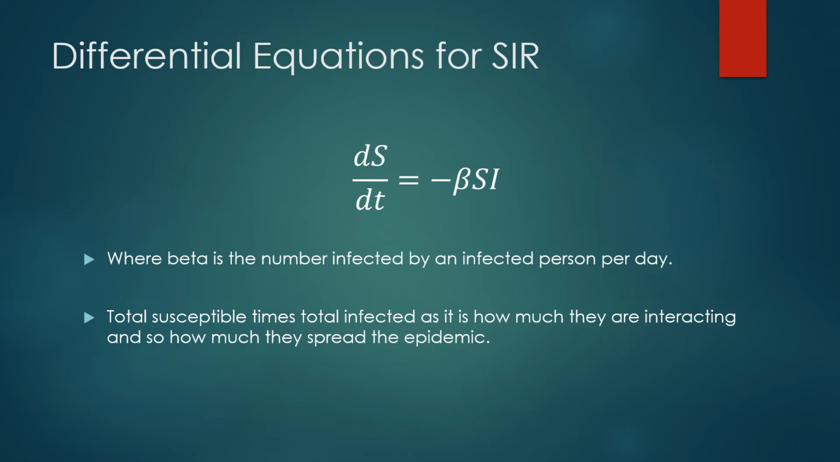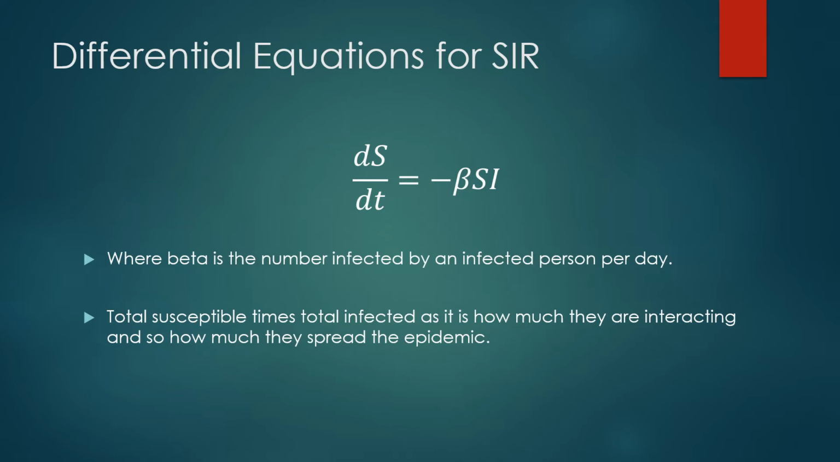Beta is the probability of becoming infected. This needs to be multiplied by the number of susceptible and the number infected, because you're imagining that all the susceptible and infected people are interacting with one another.